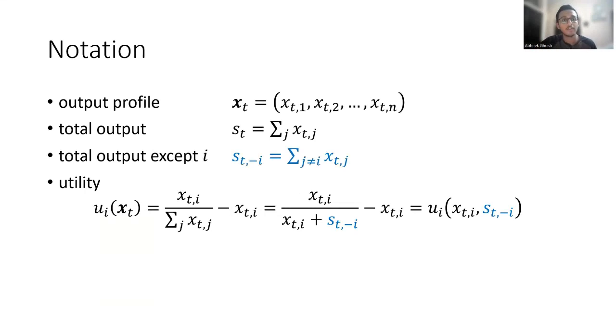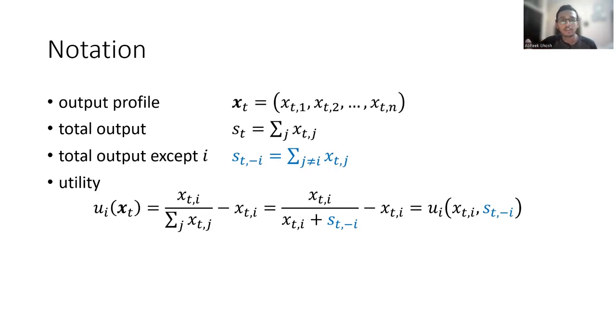Let's fix some notation. I will denote the output profile at time t by xt, and the output produced by agent i at time t by xti. The total output is denoted by st. The total output of all agents except agent i is denoted by st minus i. Now, using this notation, we can write the utility function as xti divided by the sum over j of xtj, minus xti. Remember that we are looking at the scenario when all the agents are homogeneous, and without loss of generality, we are assuming that the cost coefficient, the ci value, is 1 here.